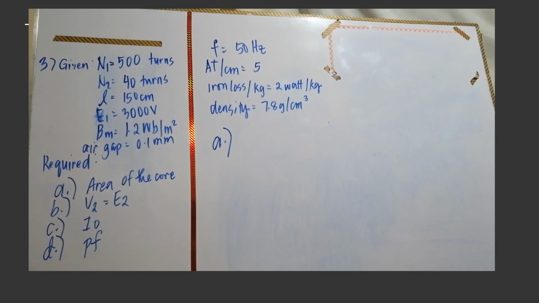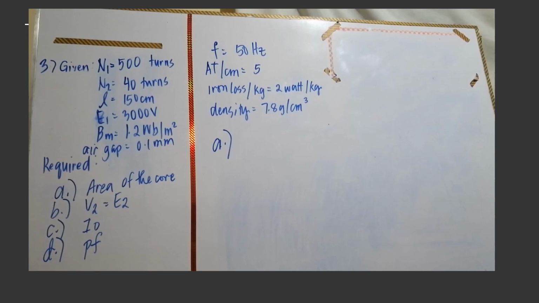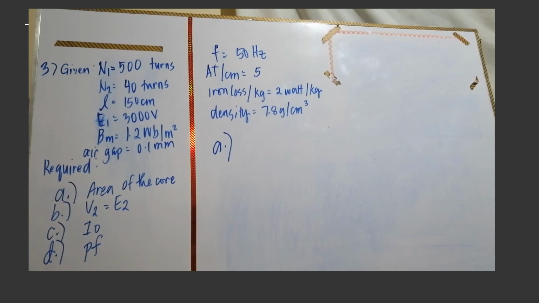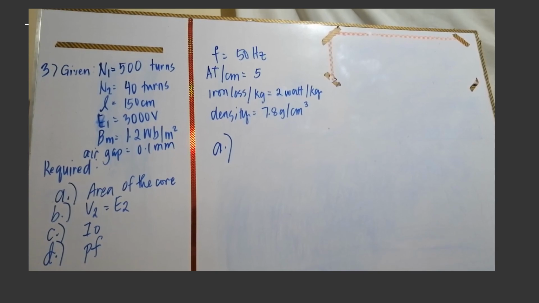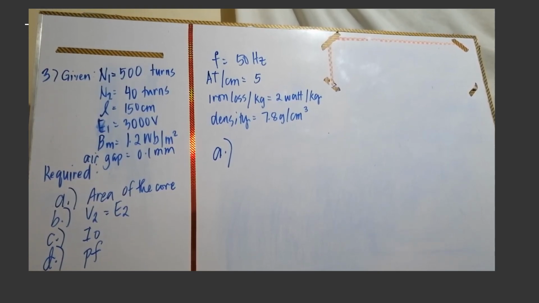Okay, so let us proceed to our last problem given the following parameters. We are now required to solve for the following. Letter A, the cross-sectional area of the core. Letter B, the no-load secondary voltage. Letter C, the no-load current drawn by the primary. And letter D, the power factor on no load.